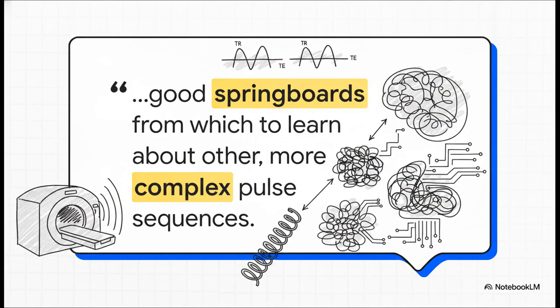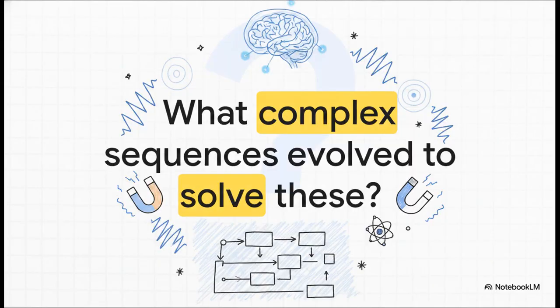So, I'm going to leave you with this. If saturation recovery was just the springboard, and its fatal flaws were electronic delays and magnetic field inconsistencies, what complex sequences had to be invented to eliminate those exact problems? The foundation is officially set, and the evolution of this incredible technology is waiting to be explored.